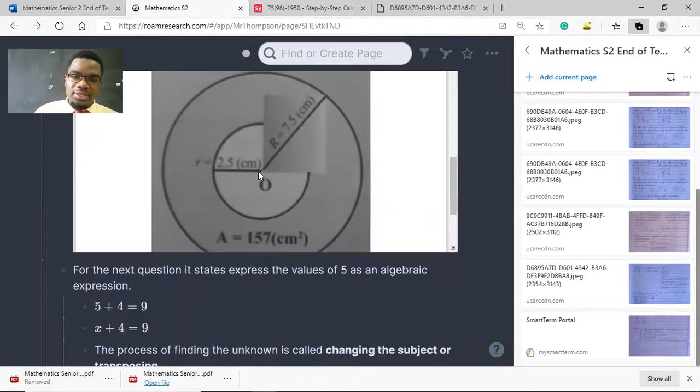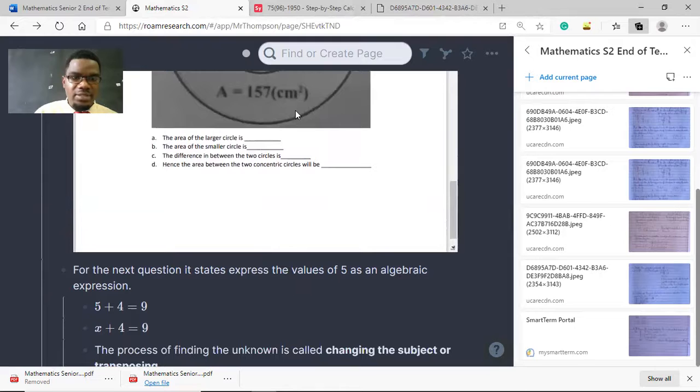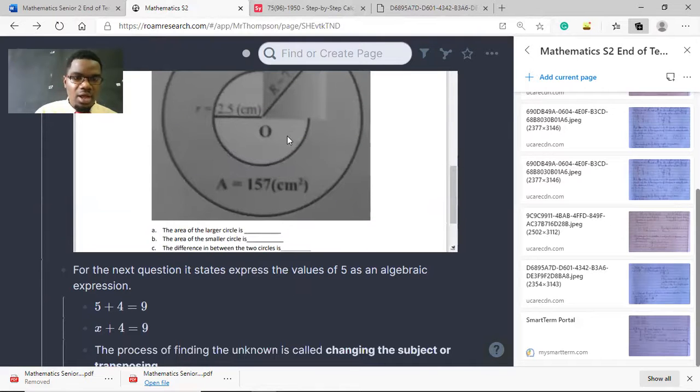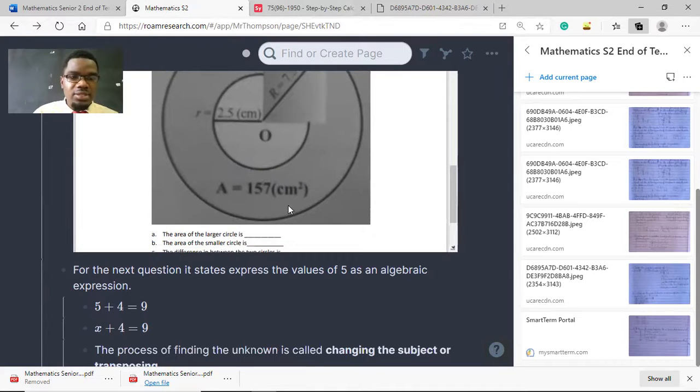The equation to find it is pi r squared. What's the r? 7.5. It's going to be 3.14 times r squared, and that gives you 157 centimeters squared. Now the area of the smaller circle. So if you didn't even know the equation, it's already there for you, right? The area of the smaller circle, same step, pi r squared, right? r is 2.5, square that, times it by 3.14.